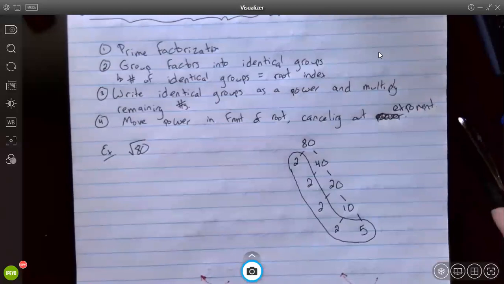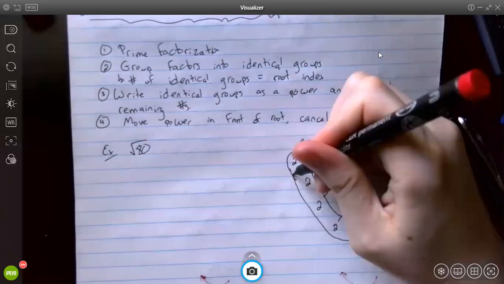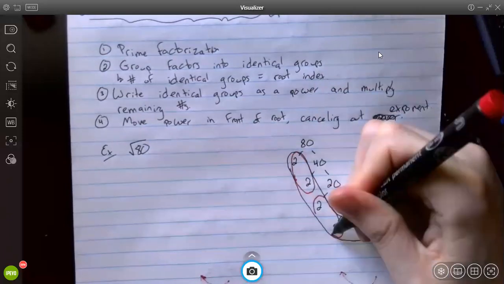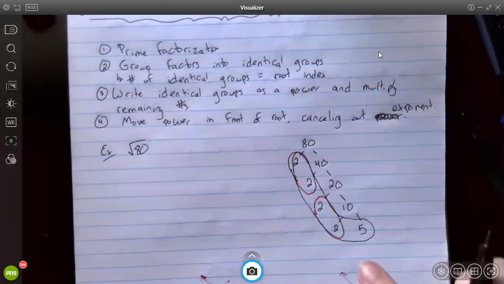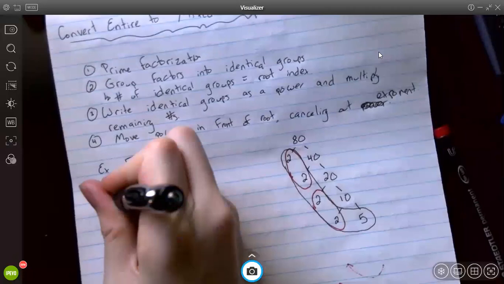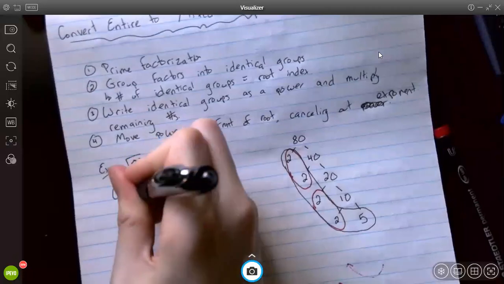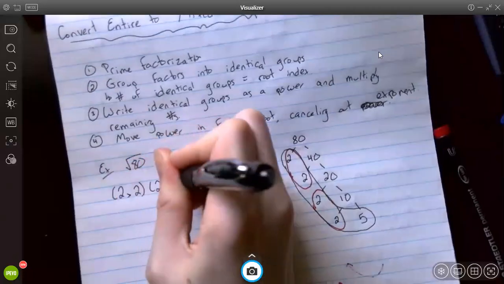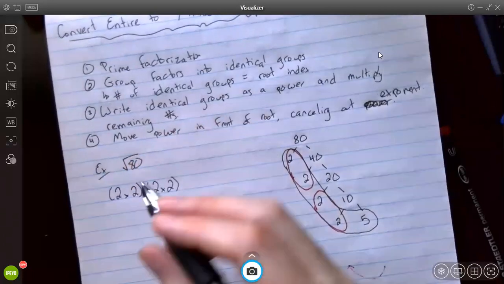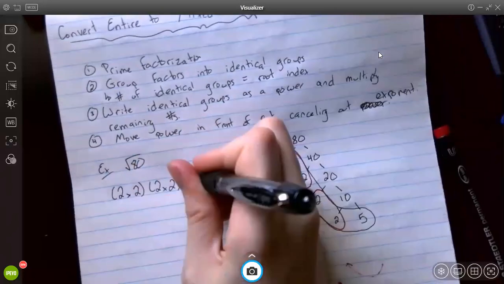So this will be one identical group, this will be the other identical group, and my 5 is going to be left over. So I'll have 2 times 2, and then 2 times 2. Again, those are my 2 identical groups. And then I will also have my leftover 5.